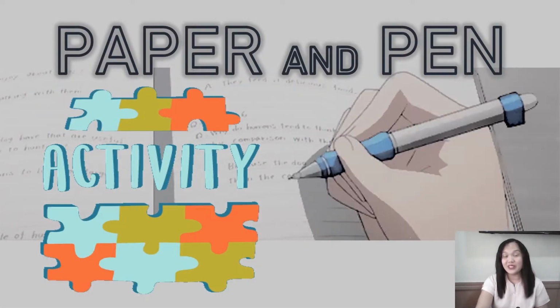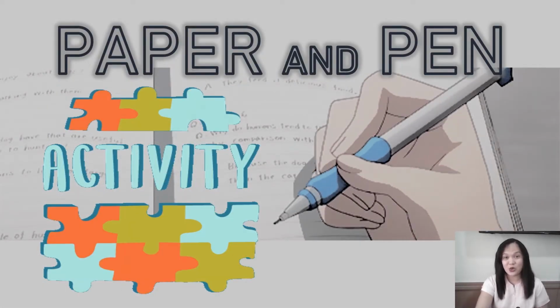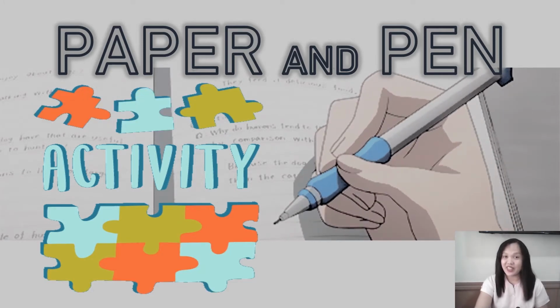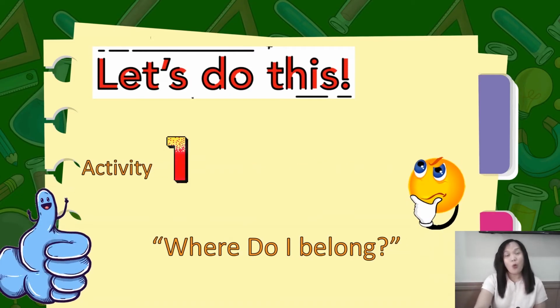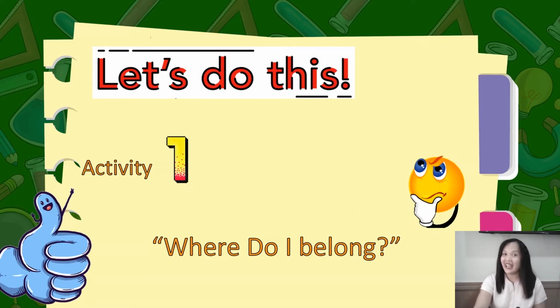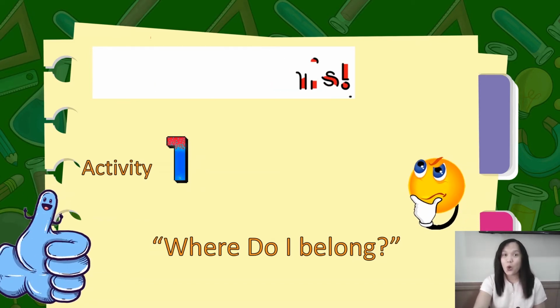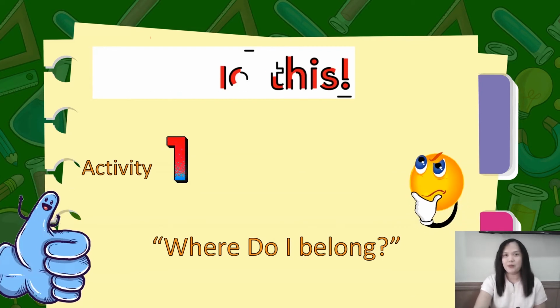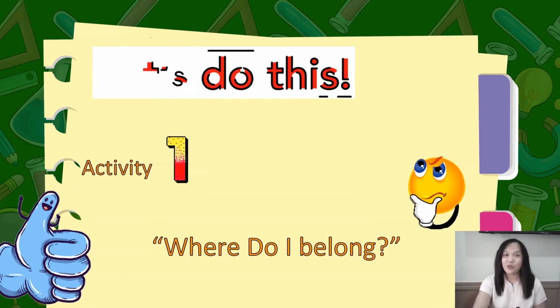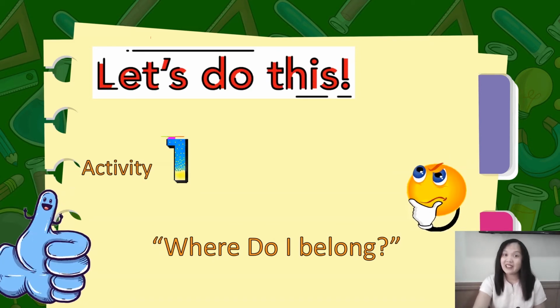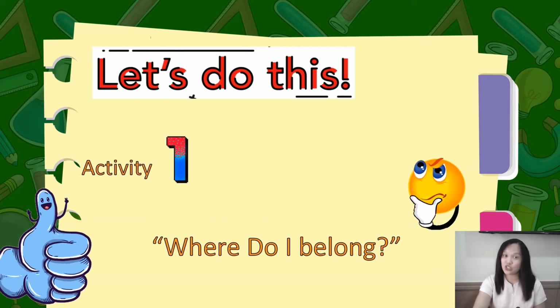So that we will know if you understood the discussion, let us have this activity. It is called Where Do I Belong? Identify each substance, whether it is a homogeneous or heterogeneous mixture. On your paper, write homo for homogeneous mixture and hetero for heterogeneous mixture. Ready? Let's go!